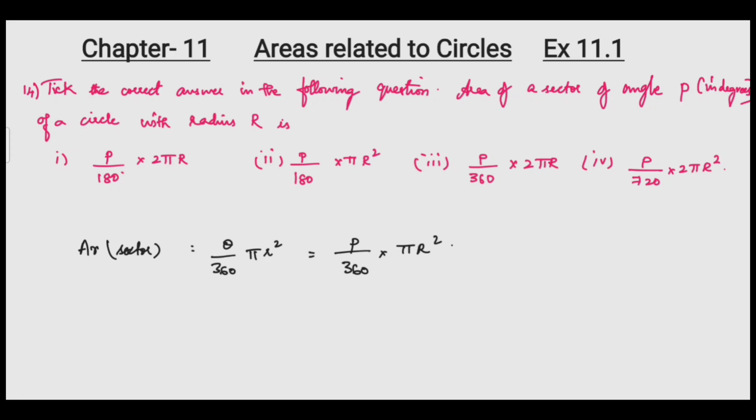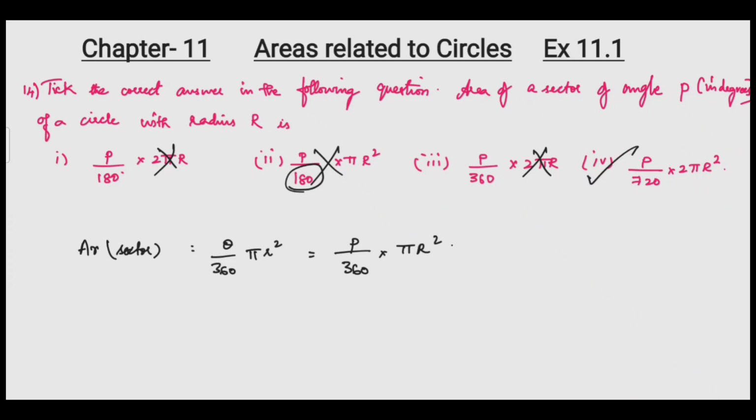Let us exclude the first and third option because there is no pi r square. We are left with 2 pi r. In the second option, it is given as pi by 180, but we have to receive it as pi by 360. So second option is also not the answer. Therefore, the answer is the fourth option.